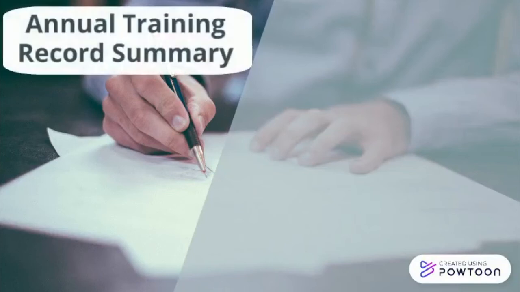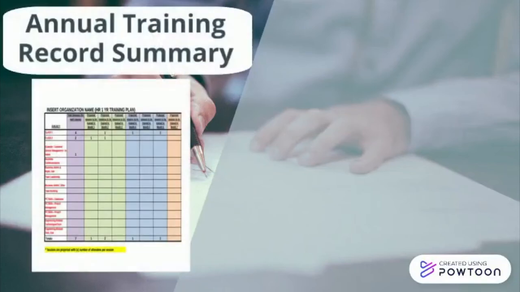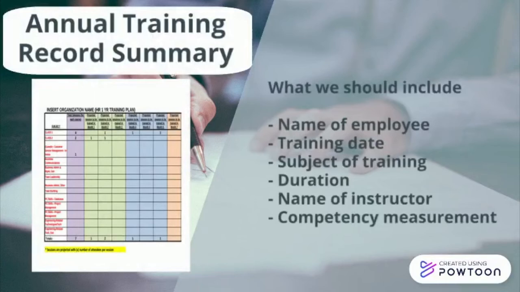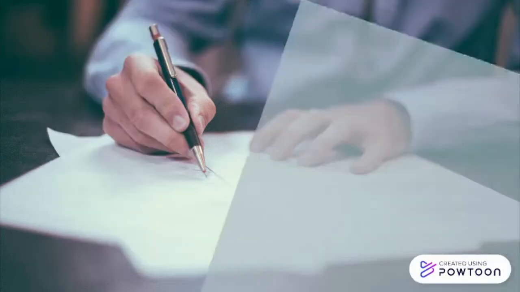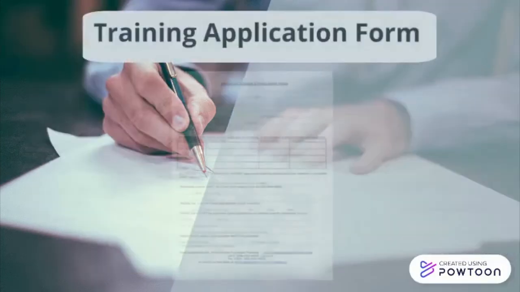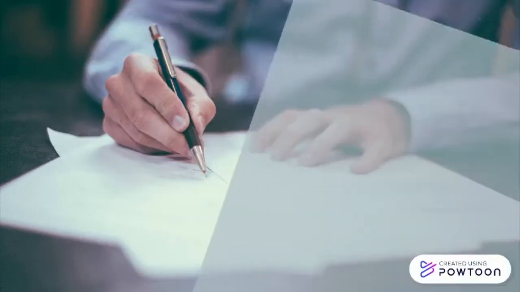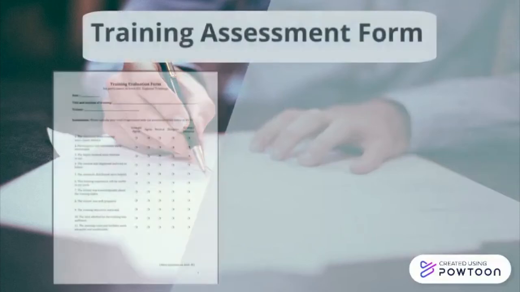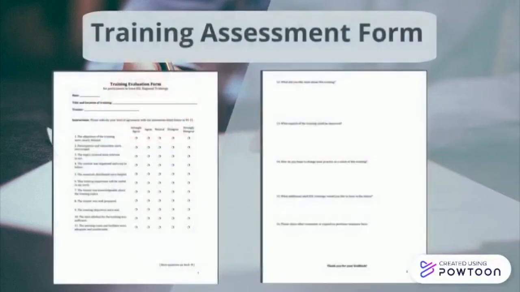Next is the annual training record program. This is the example of the record. In the record must have the name of the employee, training date, subject of training, duration, name of instructor, and competency measurement. This is the training application form. This is training assessment form. Every training, they will give us a feedback.